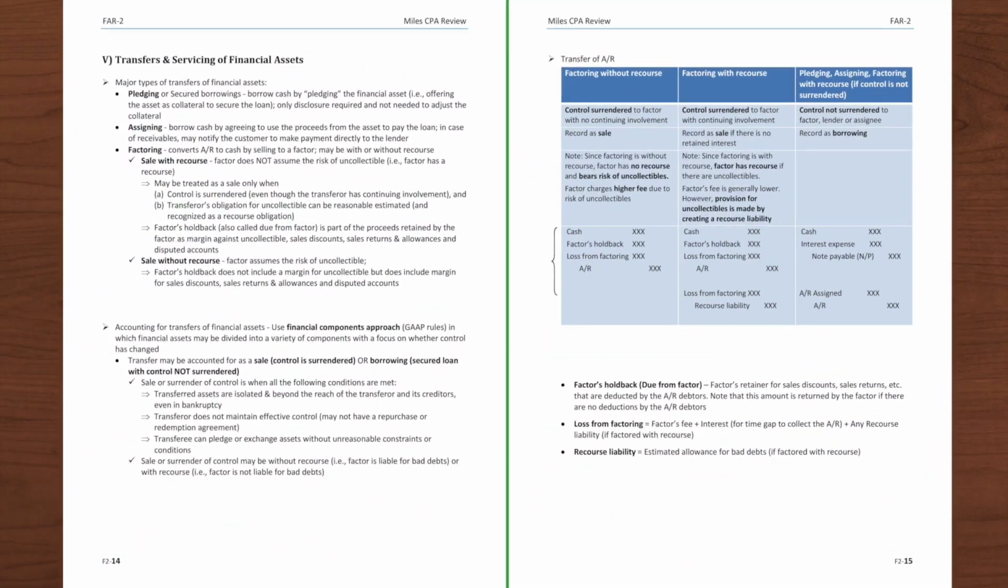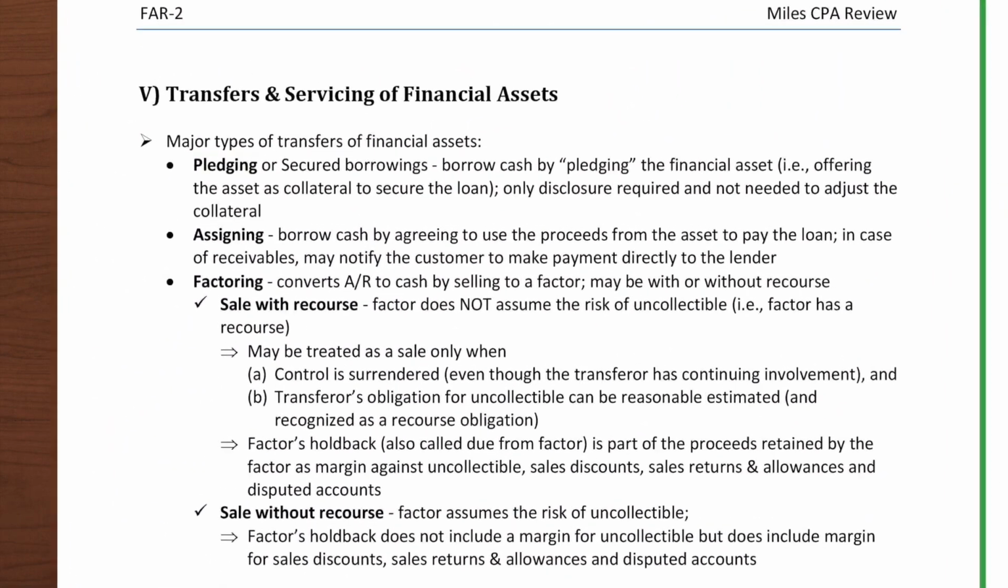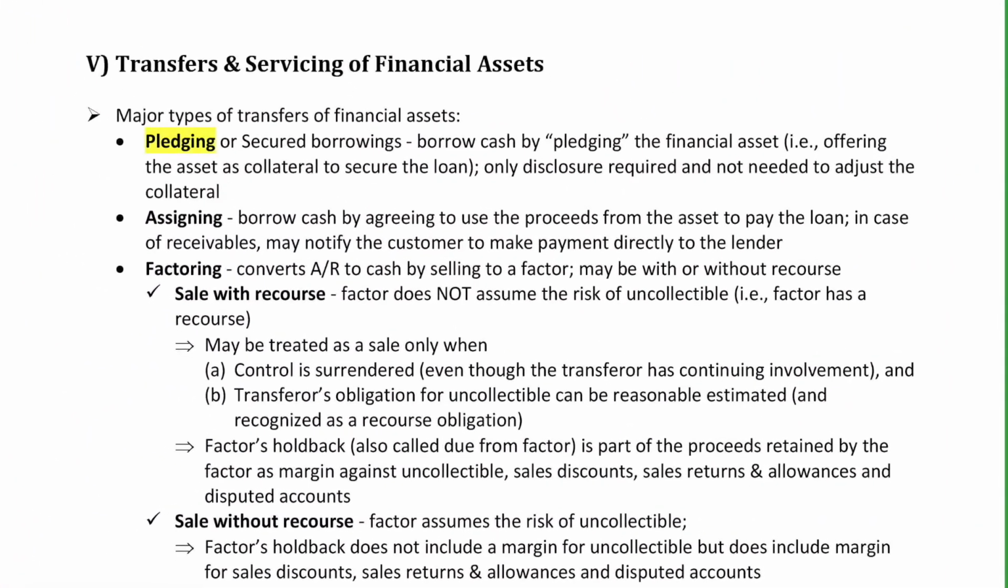On page 14, we are looking at transfers of financial assets. Highlight pledging, highlight secured borrowings. And on the second line, highlight only disclosure required.